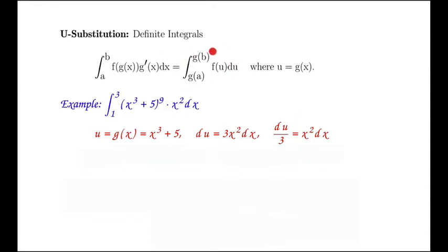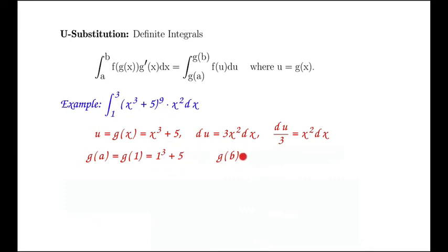But to apply this formula and to get an equal sign here, we also have to calculate g of a and g of b. G of a is what we get when we put in 1. 1 is a in this case. It's the lower limit of integration. So we just put 1 into g of x. So this turns out to be 1 cubed plus 5, or 6.